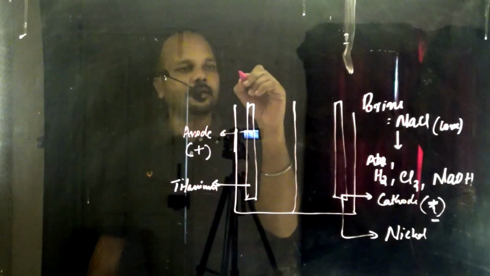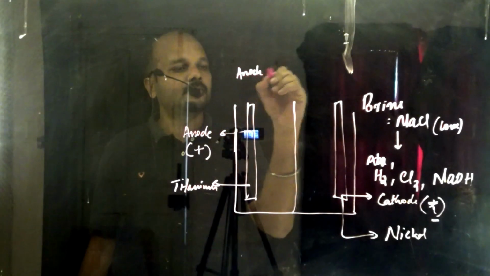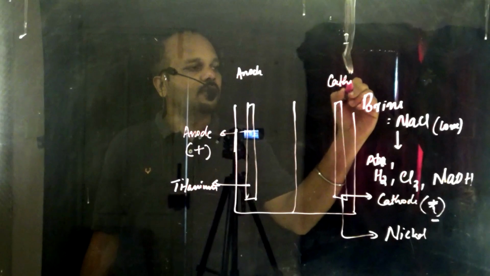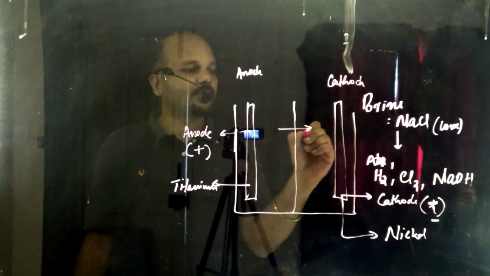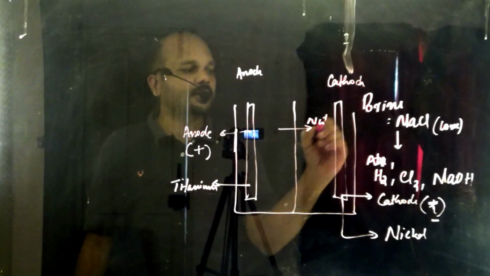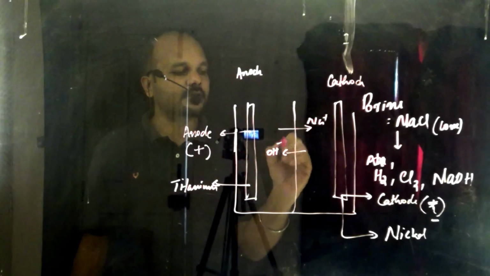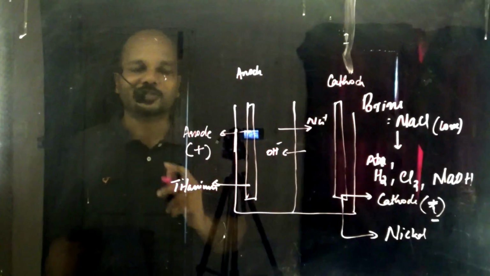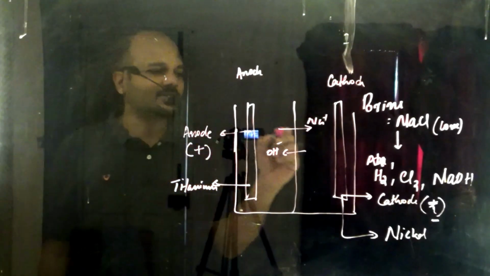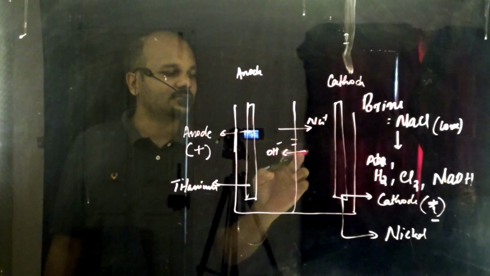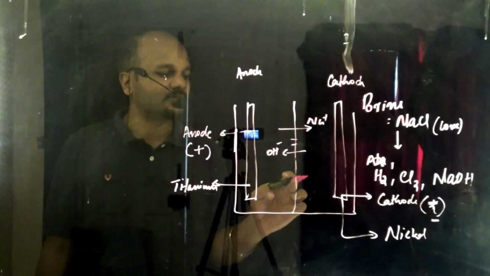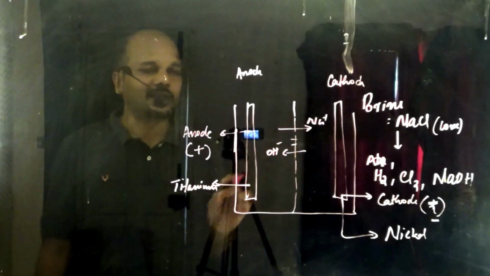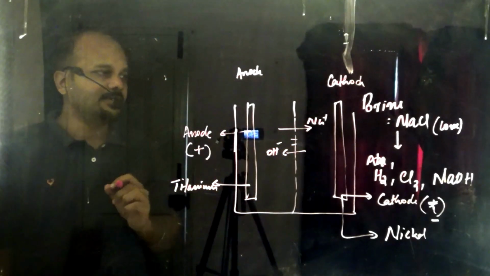So let me write it again. This is the anode, this is the cathode. This membrane allows the passage of Na+ ions and OH- ions. These are porous membranes, because they have porosity. So this membrane allows the passage of Na+ and Cl- ions.